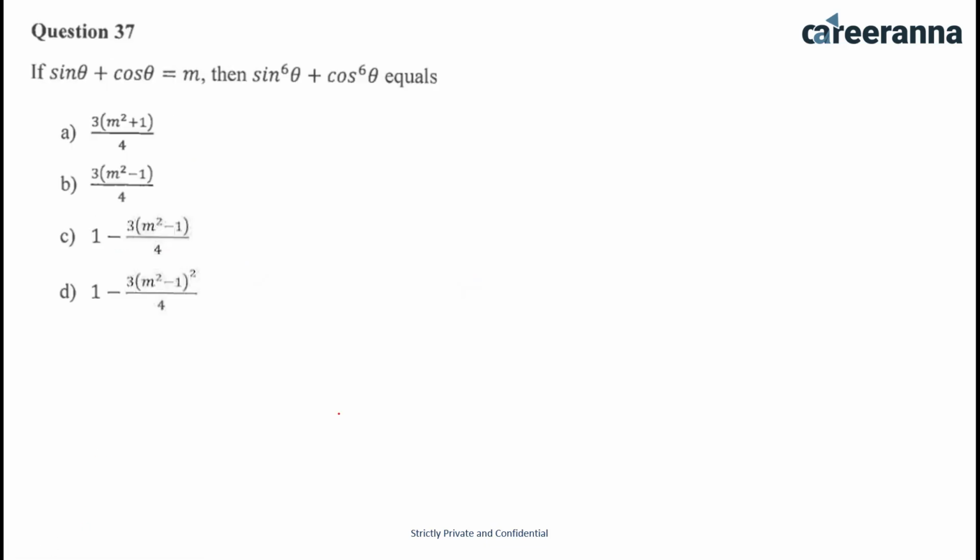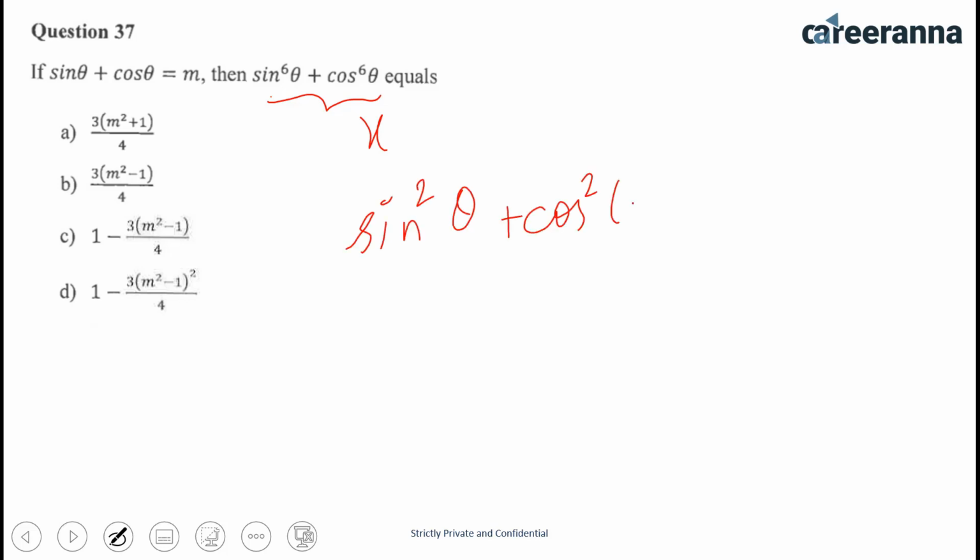The question says sin theta plus cos theta is equal to m. Then sin to the power 6 theta plus cos to the power 6 theta equals to. Now this is a very basic and very easy question. What I'll be doing, I'll be assuming this is x. Now to get the power of 6, can I rewrite it as sine square theta plus cos square theta whole cube, so that I'll get these terms.